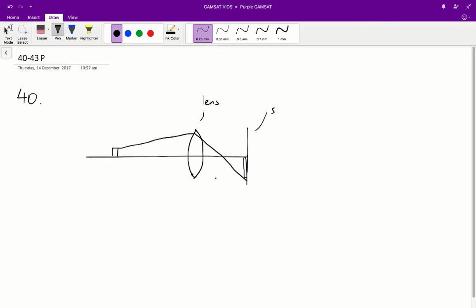So we can rule out light rays 1, 2, and 3, because they will not cross the principal axis before hitting the screen and therefore will not produce an inverted image. So the correct answer is D for question 40, as only the light ray number 4 will cross the principal axis to form that inverted image that we always see when light goes through a converging lens. So D is the correct answer for question 40.